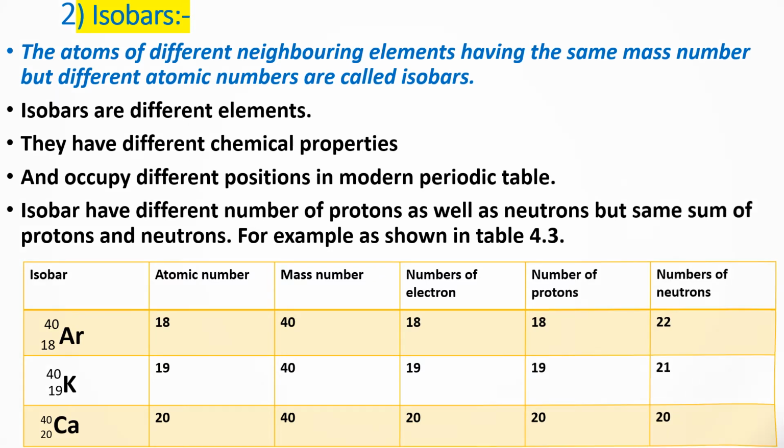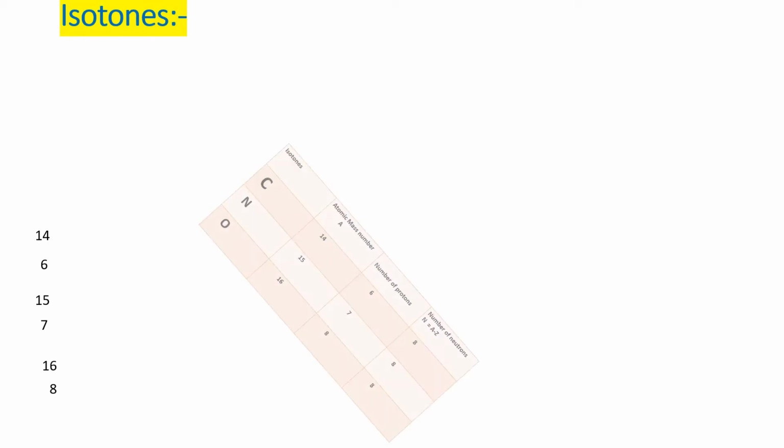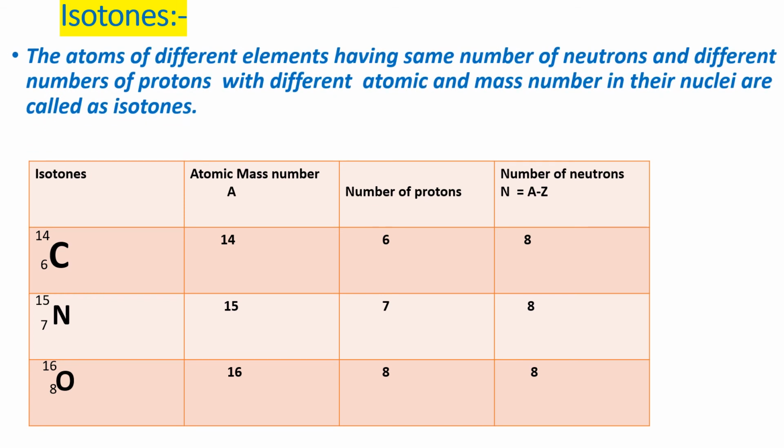Next point, that is isotones. In isotones, the atoms of different elements having the same number of neutrons and a different number of protons, with different atomic and mass numbers in their nuclei, are called isotones.